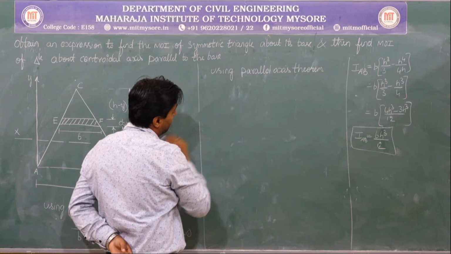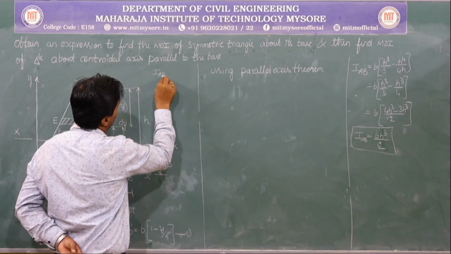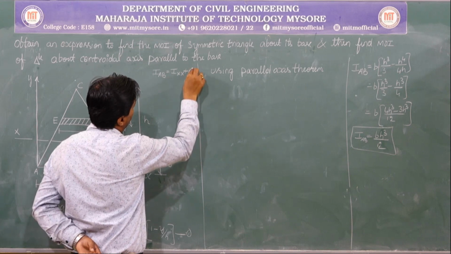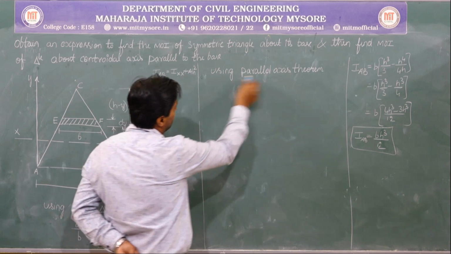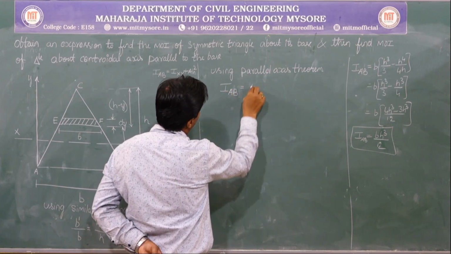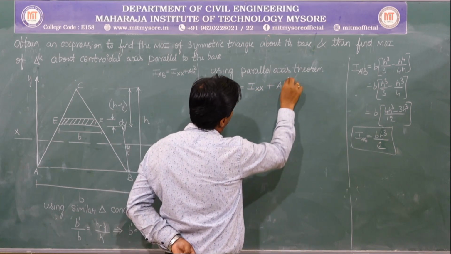Observe here. What was the parallel axis theorem definition? So I will be writing it here. IAB is equal to IXX plus AH square. Yes or no? So the same concept I will be following here. So using parallel axis theorem, IAB is equal to IXX plus AH square.